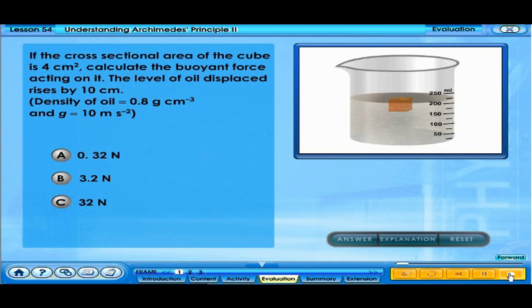Click on the correct answer. An object is floating in a beaker filled with oil, and its cross-sectional area is 4 centimeters squared. Calculate the buoyant force acting on the object if the level of the oil displaced rises 10 centimeters. Density of oil equals 0.8 grams per centimeter cubed, and g equals 10 meters per second squared.